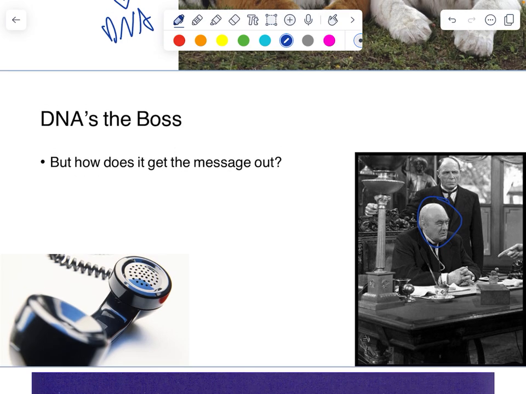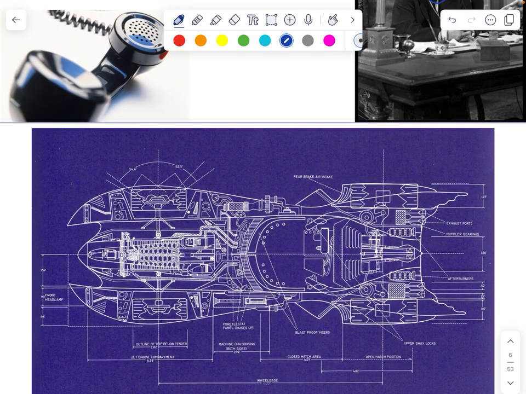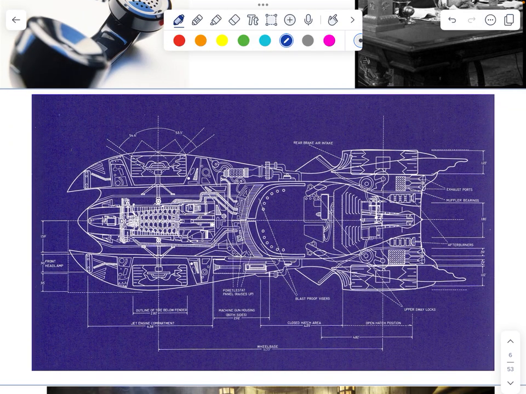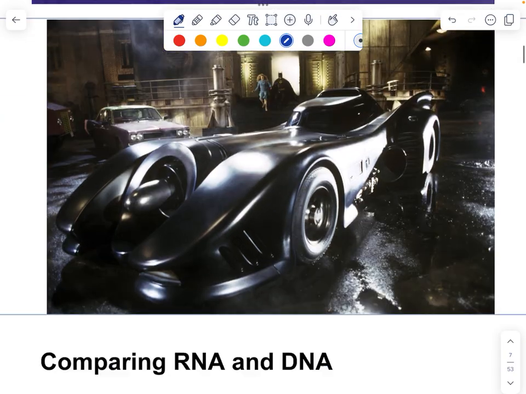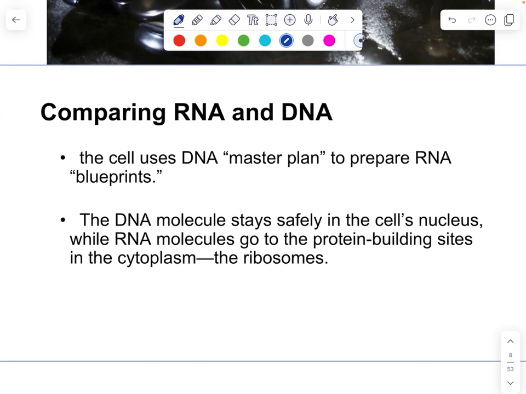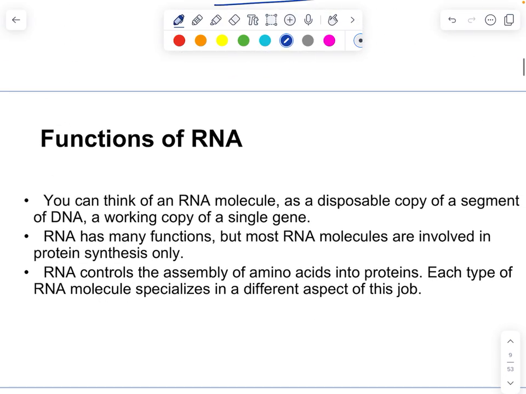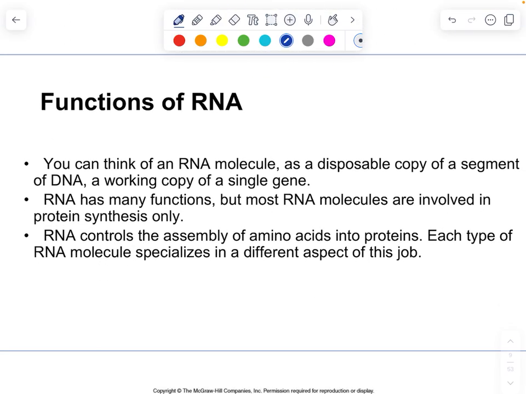And so DNA is the boss, but how does it get the message out? DNA is like if you have blueprints to make the Batmobile, and there's the Batmobile. How do you actually make it? What do you actually do? This is a common analogy in science: it's the blueprints, right? DNA has to make RNA molecules that go to ribosomes, which make proteins. And so RNA is kind of like a working copy of a gene, okay?